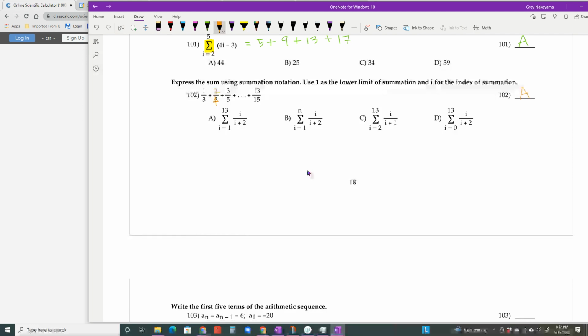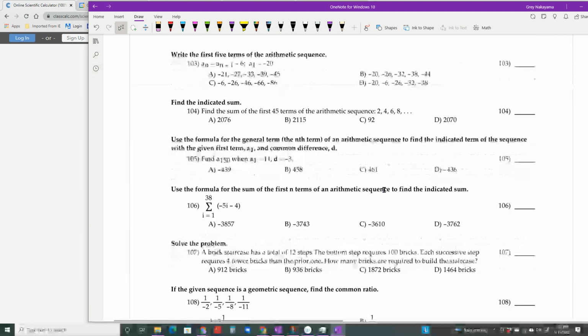All right, 103. Still doing sequences and series. So this says find the first 5 terms. Again, a recursive formula. That means take the term before it and subtract 6. So negative 20, well, that's the first term. So those two are out. Minus 6 is negative 26. Boom. The answer is B.